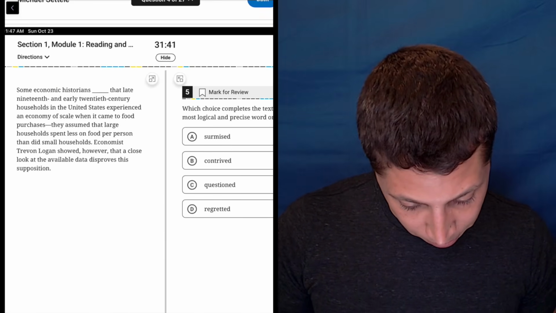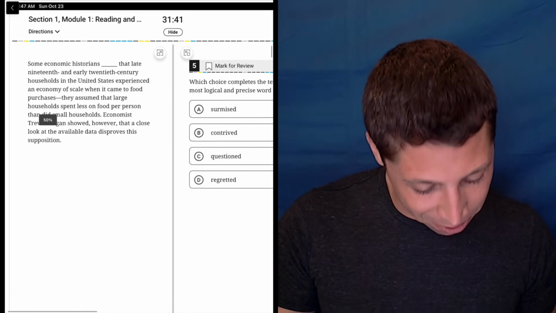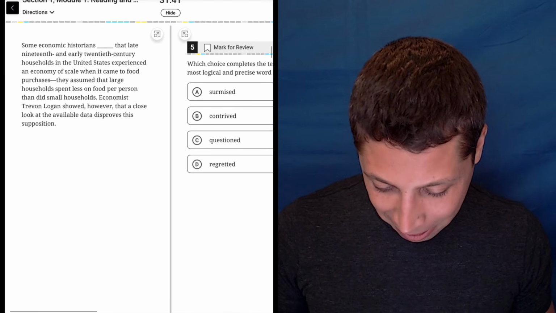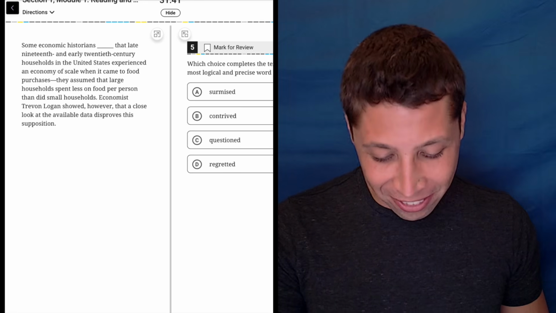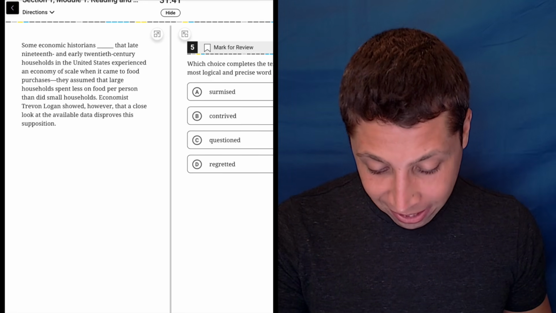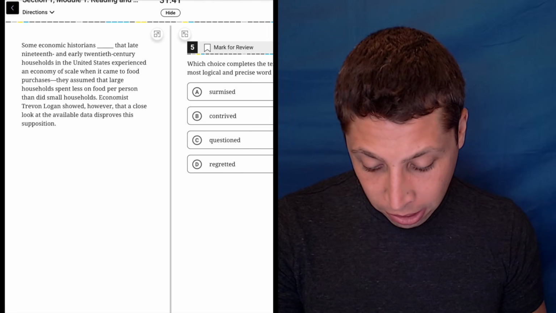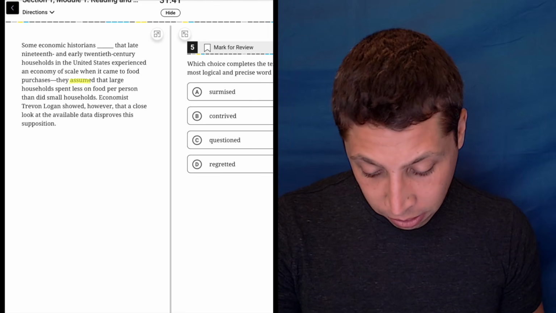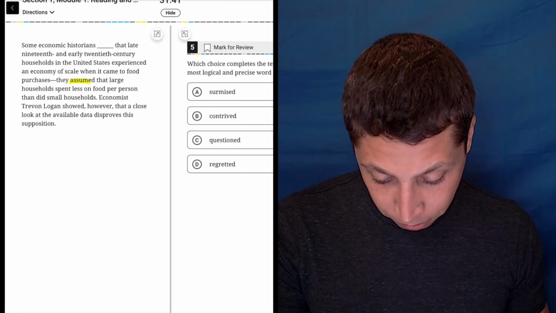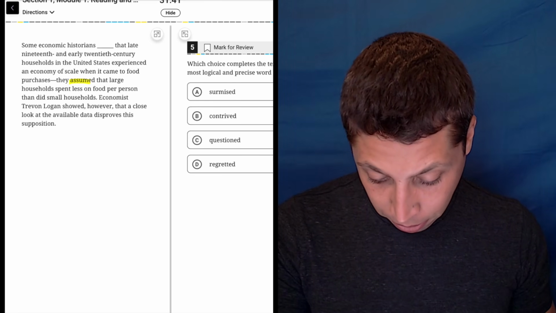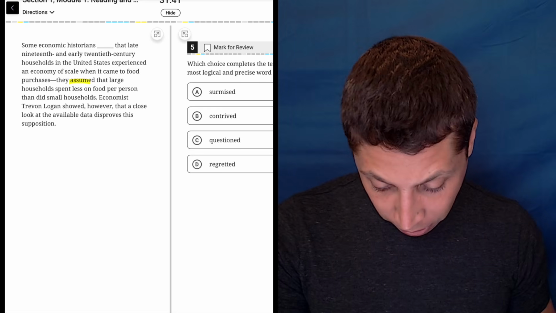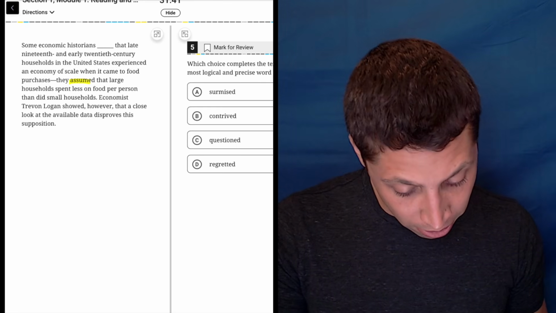Okay. Number 5. Normally on the test, you won't have to worry about things loading. That's friggin' PDF. Okay. Some economic historians something that late 19th, early 20th century households experience an economy of scale. They assumed that large households. So assumed. This is just a synonym for assumed. They're restating the same thing. They showed the opposite. So they assumed.